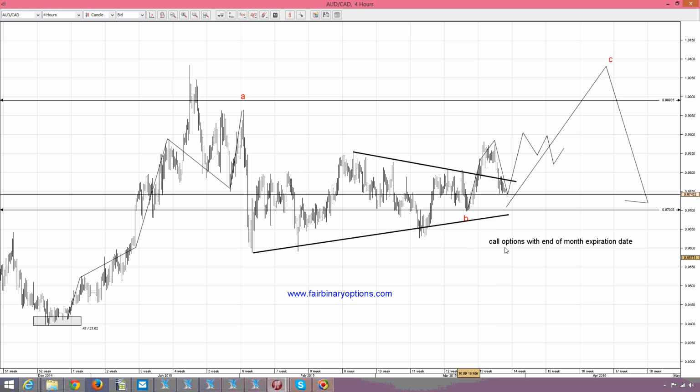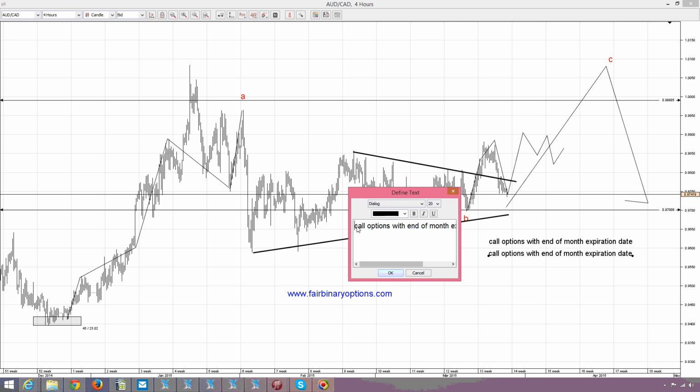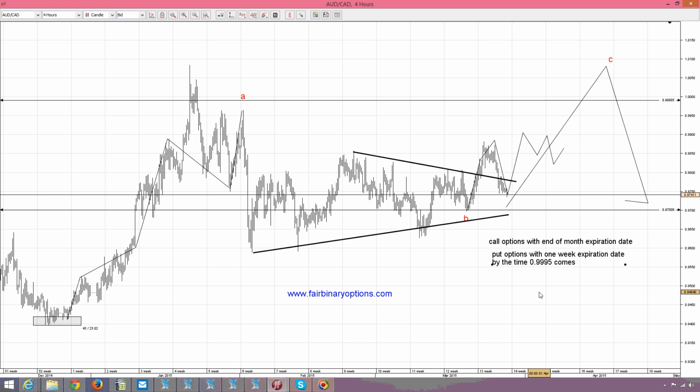And we should also look for put options with 1 week expiration date by the time 0.9995 counts. Well, it may look like far away, but keeping this in mind will give us a really nice expiration date and a really nice entry place as well.